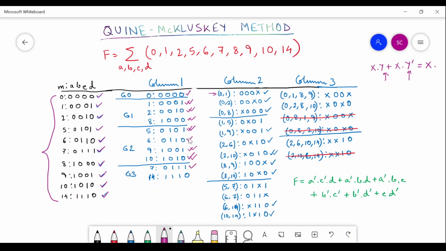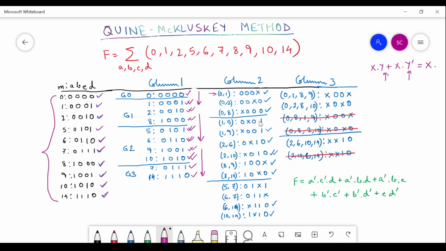The tick mark is very important. Okay, and then 14 you see it goes with 6 as well as it goes with 10, and with 6 it is x110 and with 10 it is 1x10. So you can read from this way or this way, whichever you are comfortable with. Probably it is easier to always read in this direction.